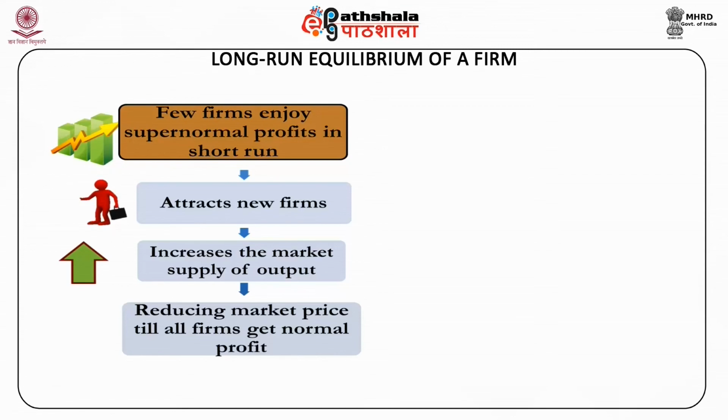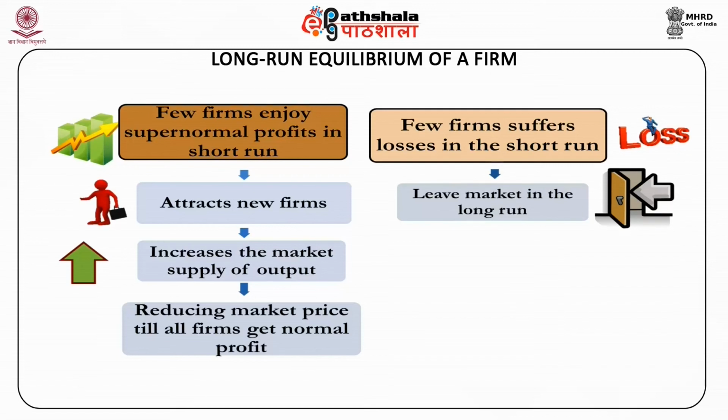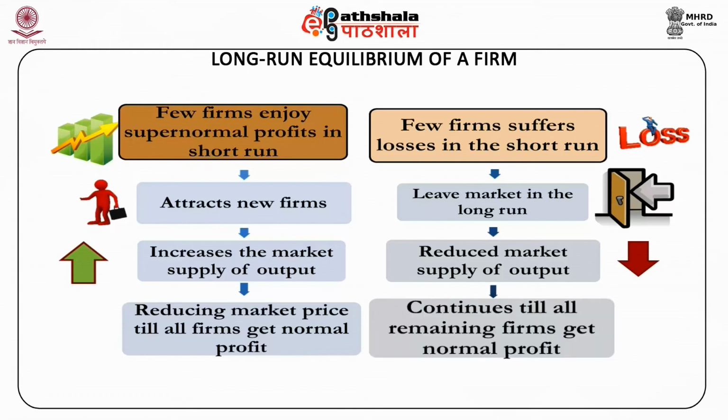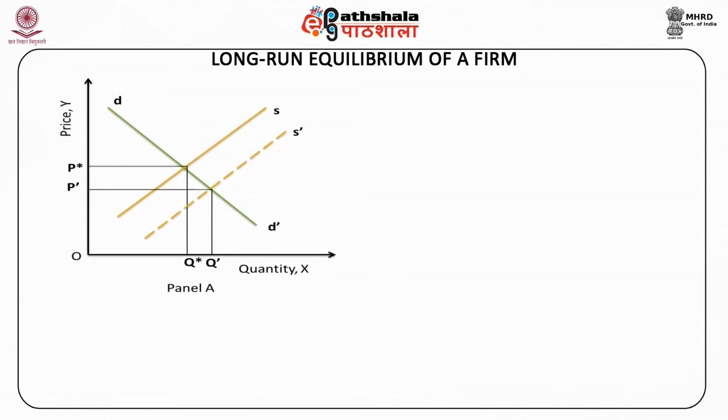On the other hand, if the firms in the industry suffer from losses during the short run, then they will leave the market in the long run. This leads to reduced market supply of output until all firms remaining in the market get normal profit. We will get an idea about the long run equilibrium in the industry through panel A. With new entrants in the market, supply increases from S to S dash. However, the price lowers to P dash, thus resulting in normal profits in the industry.